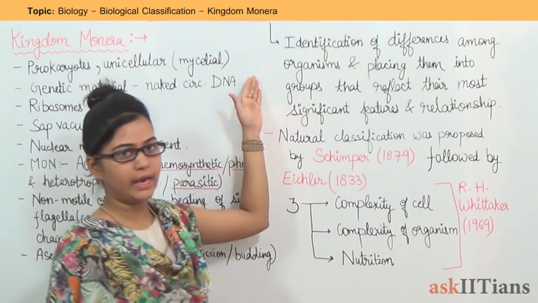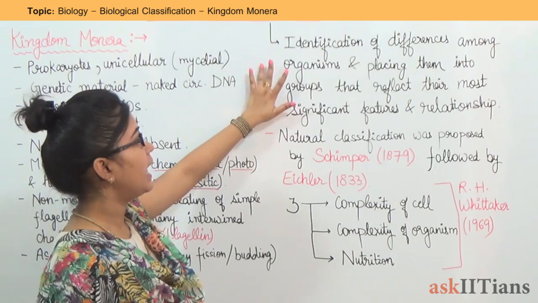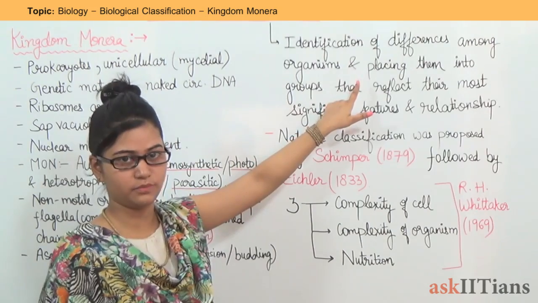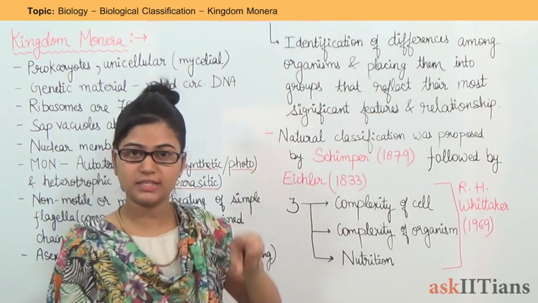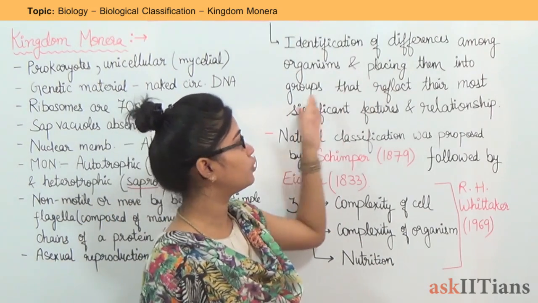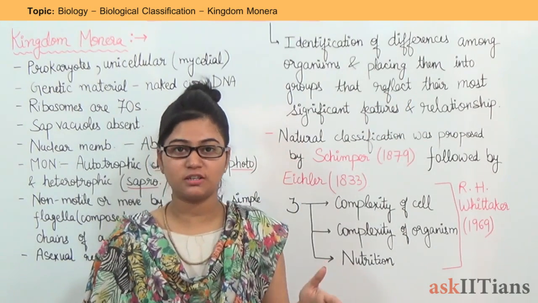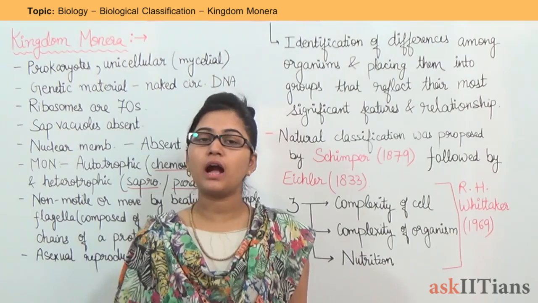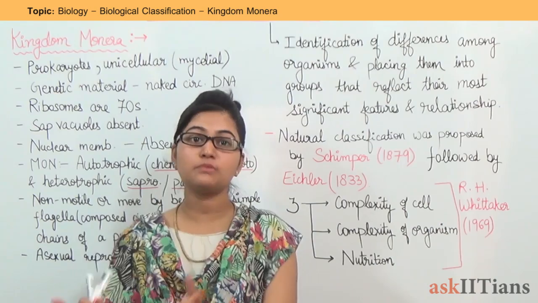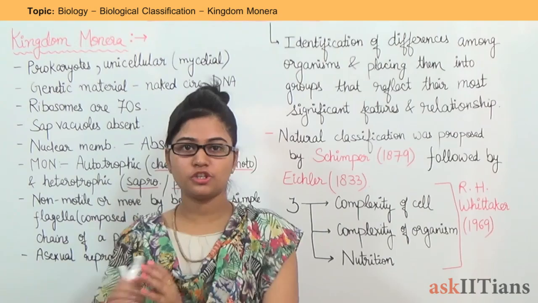Let's start with the definition. Under the definition of biological classification, it's given: the process of identification of differences among organisms and then placing them into groups that reflect their most significant features and relationship. So what we are going to do under biological classification, we are going to define organisms on the basis of their characteristics and their relationships.